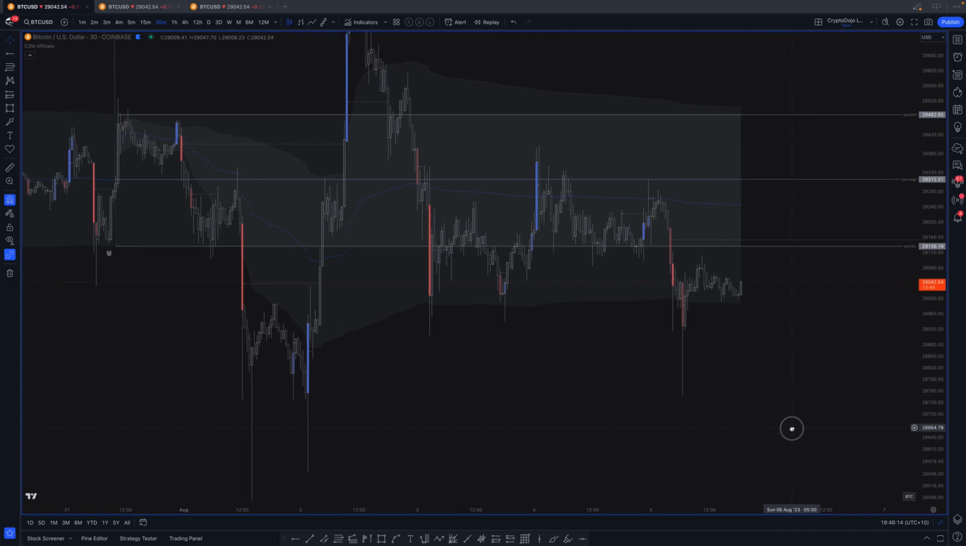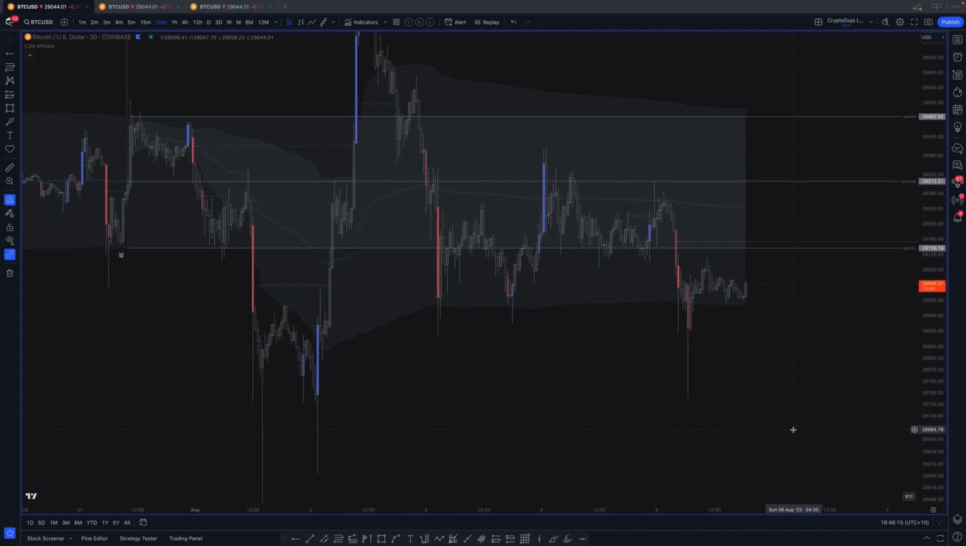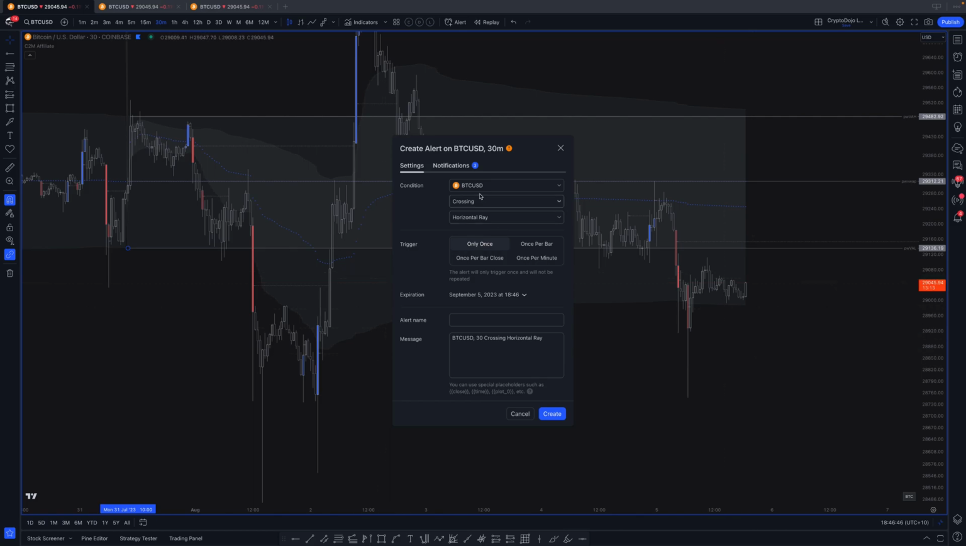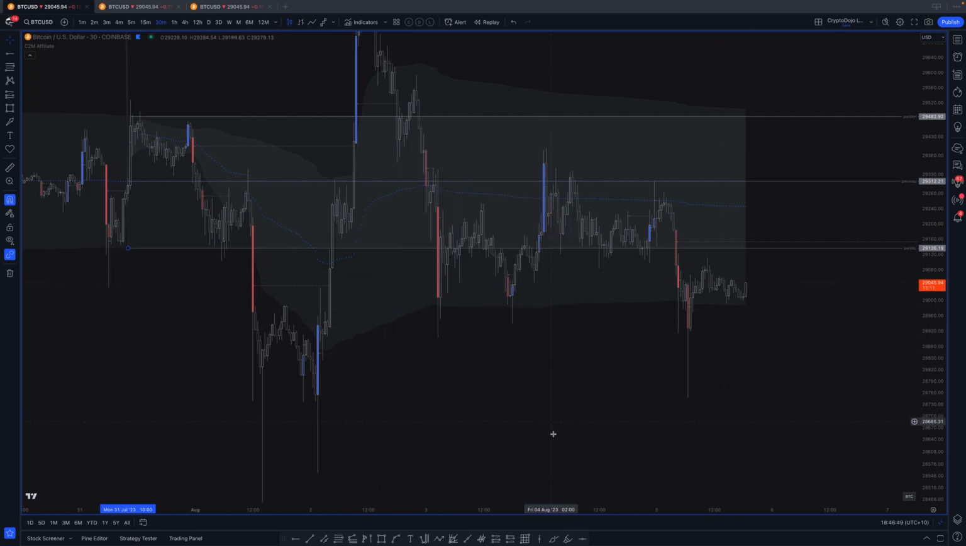Okay, so this might be common knowledge for a few people. However, this is basically for those who don't know or those who aren't using it. Now that we understand that we have these lines in the sand where we want to be taking trades from, for instance, the next place I'll be looking for is this previous week value area low. So what I can do is right click, and I can click add alert on horizontal ray, crossing, and click create.